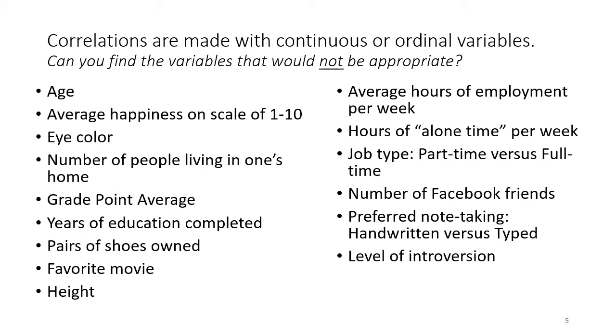Height, average hours of employment per week, hours of alone time per week, job type, part-time versus full-time. And you can see there that categorized in that way, job type would be a nominal variable. The other ones all have numbers associated with them. They would be appropriate for correlation. Number of Facebook friends, preferred note-taking, handwritten versus typed, and level of introversion. And again, of that last cluster, handwritten versus typed would be nominal and not appropriate for correlation.